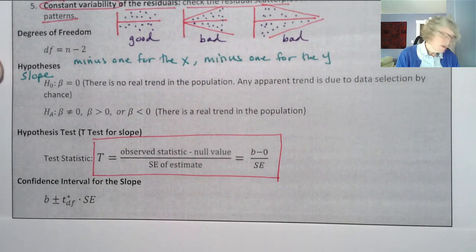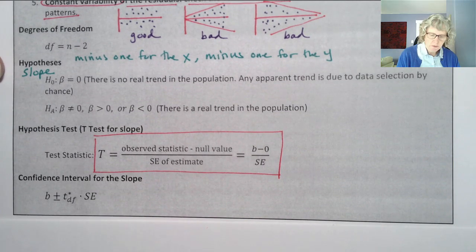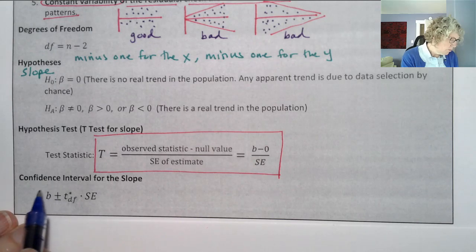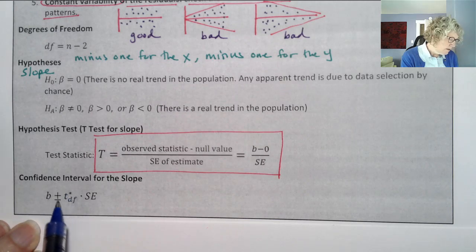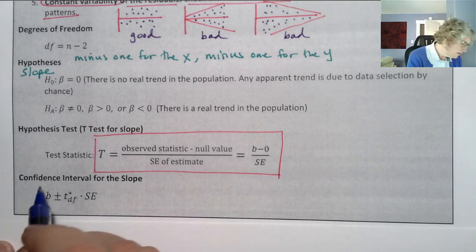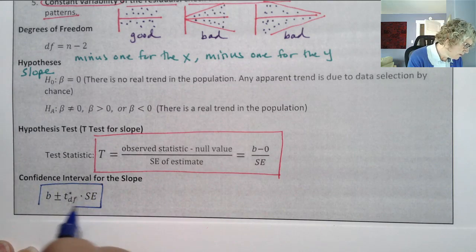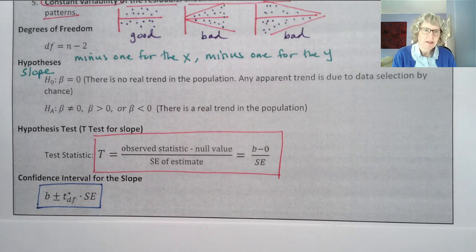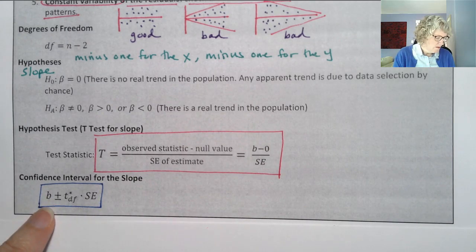We can also do a confidence interval for the slope. This would be our point estimate, b, our sample slope, plus or minus t star with the degrees of freedom times the standard error. So just like the usual formula you're used to using, but we're using slope now instead of x bar or p hat.